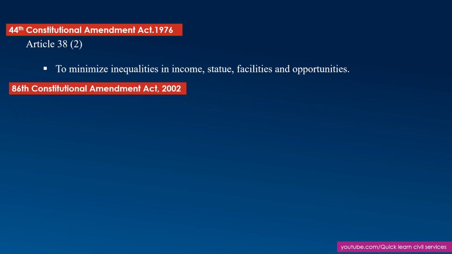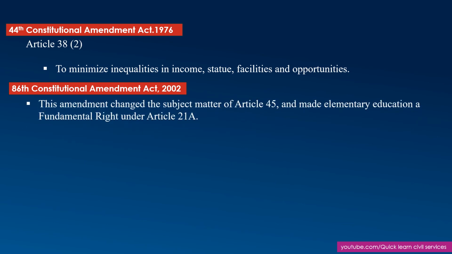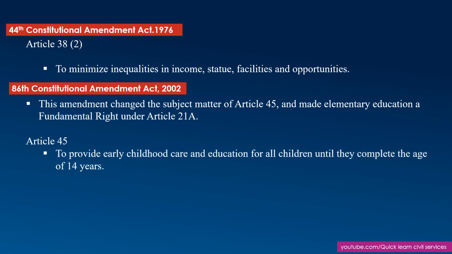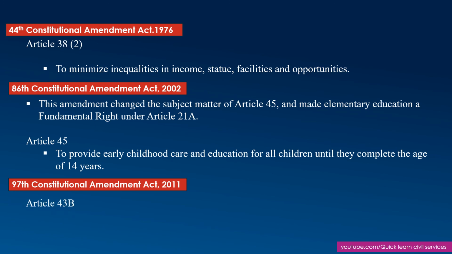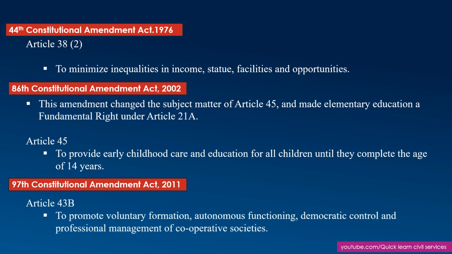86th Constitutional Amendment Act, 2002. This amendment changed the subject matter of Article 45, and made elementary education a fundamental right under Article 21A. Article 45: to provide early childhood care and education for all children until they complete the age of 6 years. 97th Constitutional Amendment Act, 2011. Article 43B: to promote voluntary formation, autonomous functioning, democratic control and professional management of cooperative societies.